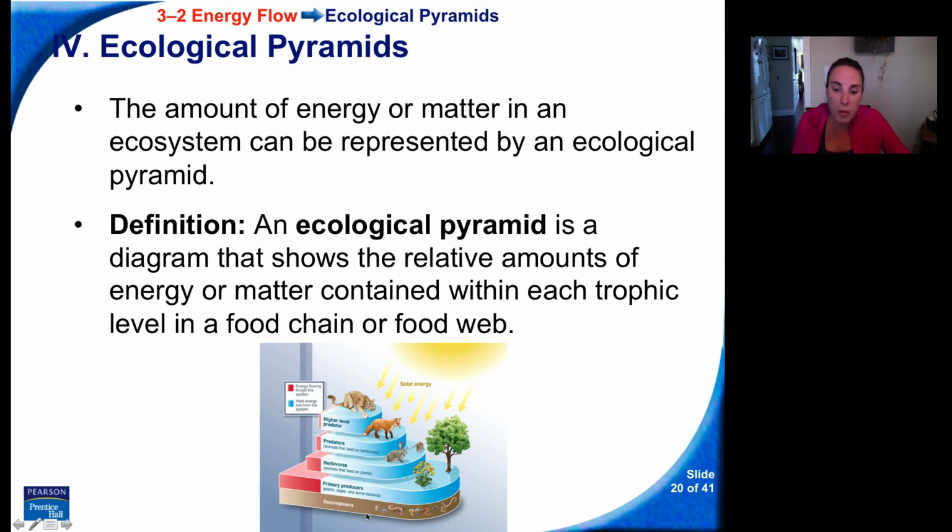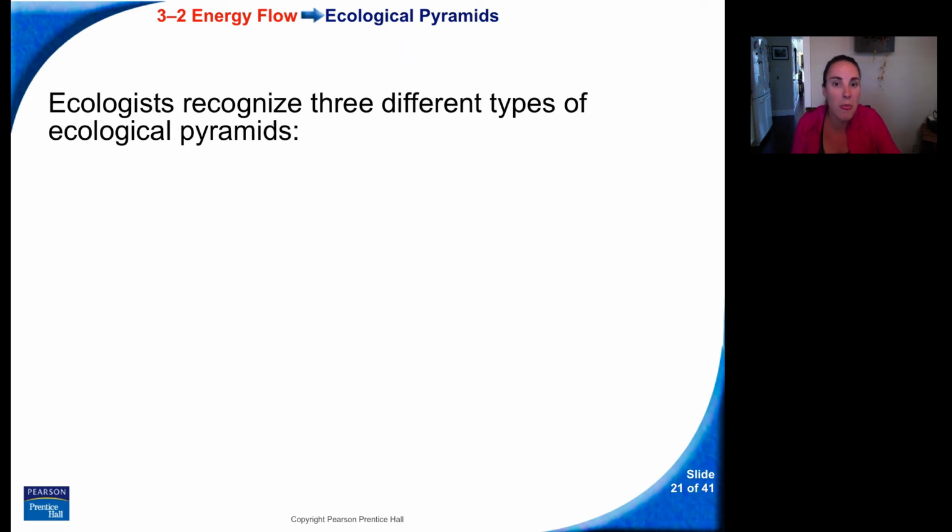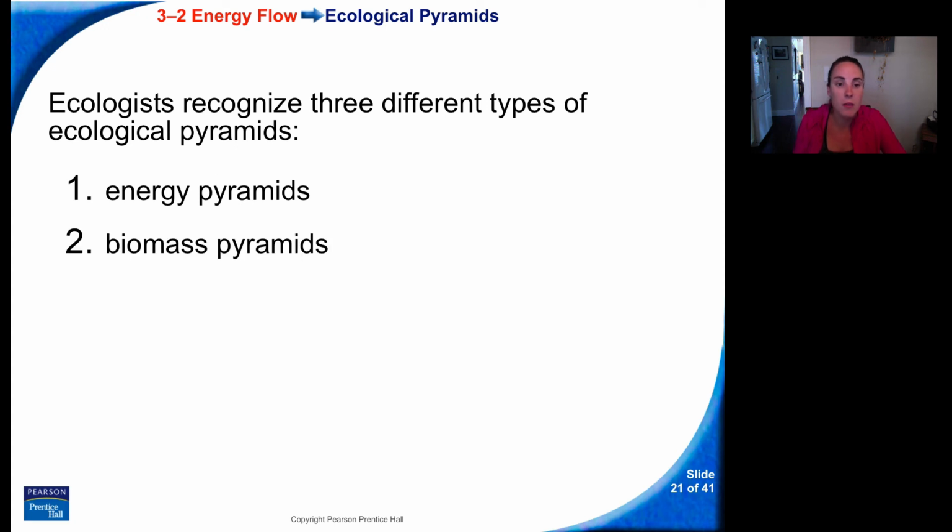Generally, it's shown as a pyramid because the most energy generally comes from the producers, the bottom level. That's why it's the largest step in the pyramid. And then at the highest level, you have the least amount of energy. So as you go up from producers to herbivores to predators to higher level predators, or primary consumers, secondary consumers, and tertiary consumers, you have less and less energy. And we're going to talk about why that is. So there are 3 different types of ecological pyramids. There's energy pyramids, biomass pyramids, and pyramids of numbers.